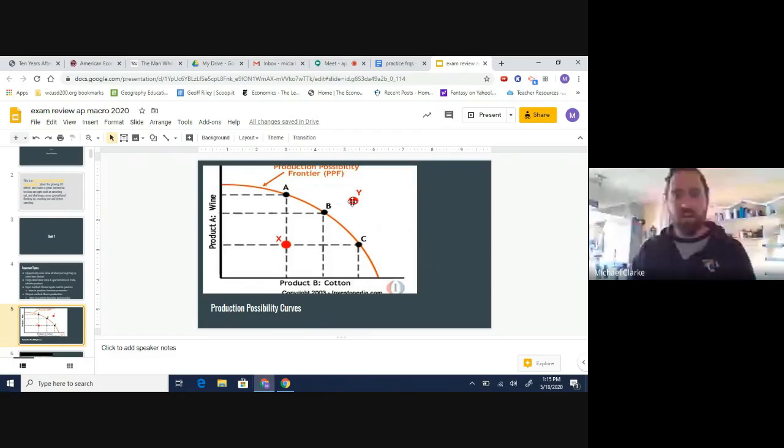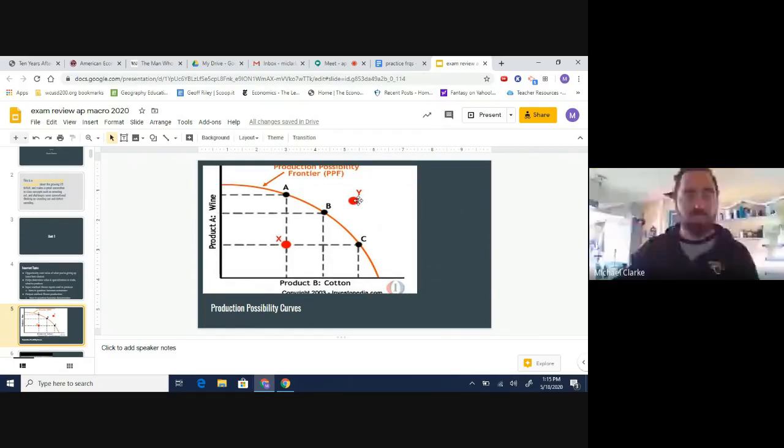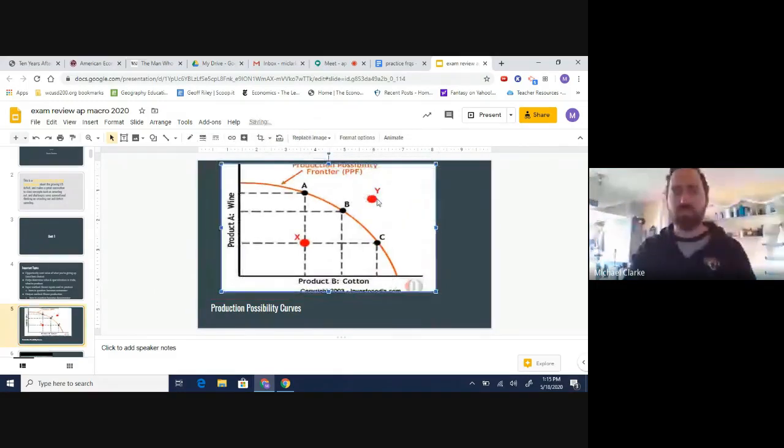So how do you get there? Well, you have people. That could be an increase in your labor force. You could increase your land size. If this was agricultural, you're increasing the amount of arable land that you have. Some of the more common one is capital. So if you have more technology, people become more skilled. There's more investment in automated equipment or training for employees. Now your PPF is going to shift from one of these points out to point Y.